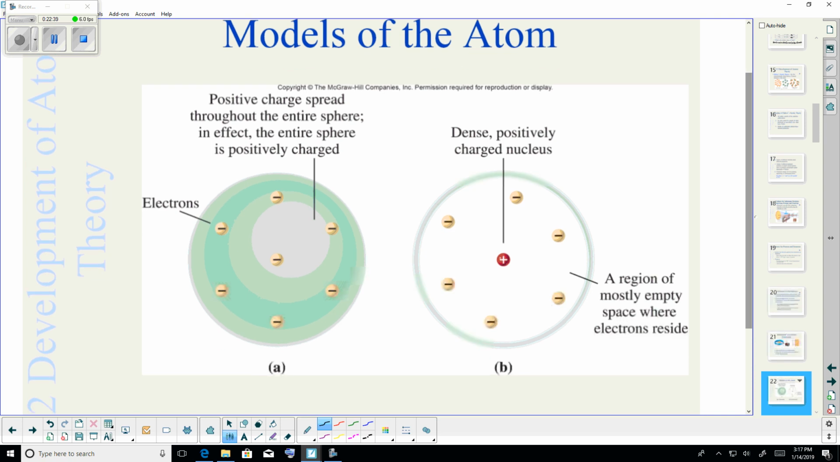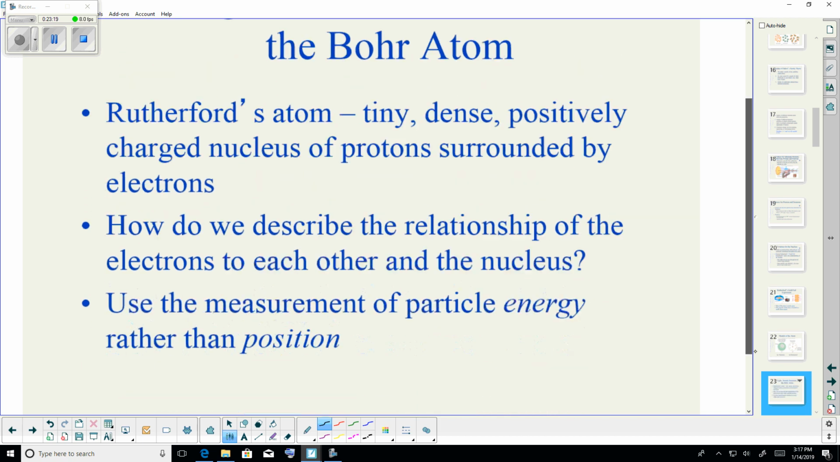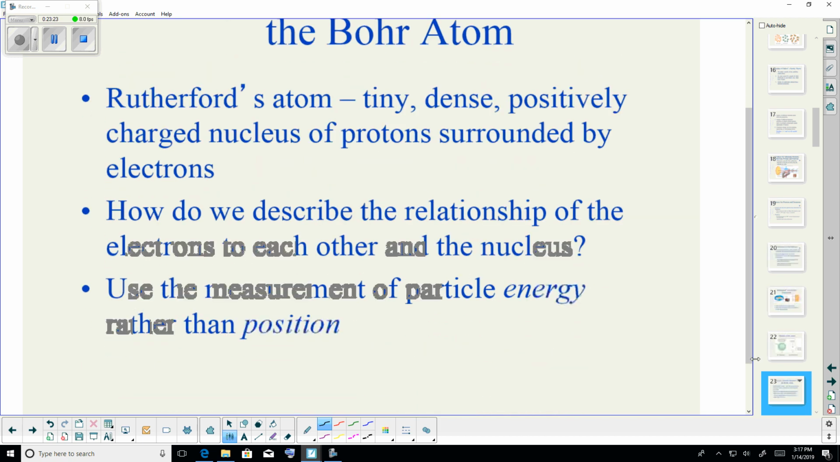So these were some models of the atoms. So we have a positive charge spread throughout the entire sphere. And the sphere is positively charged. This is the more recent model where we have a densely positively charged nucleus and a region of mostly empty space where electrons reside. So Rutherford's atom, a tiny, dense, positively charged nucleus of protons surrounded by electrons. How do we describe the relationship of electrons to each other in the nucleus? We use the measurement of particle energy rather than position.